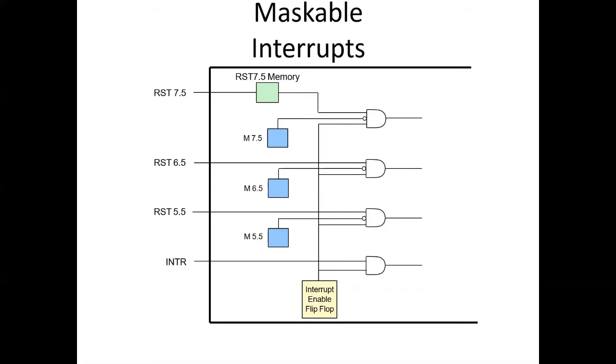INTR is a non-vectored interrupt in 8085. By this we mean that 8085 does not know by itself the starting address of the ISS. It has to be provided to the 8085 by an external input-output port or an interrupt controller like IC 8259.